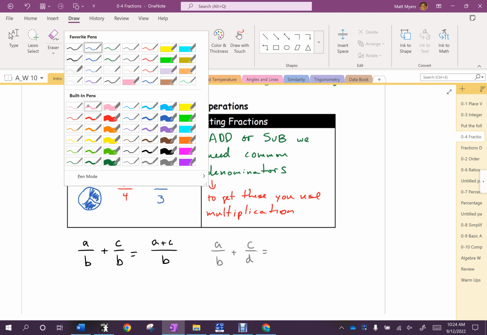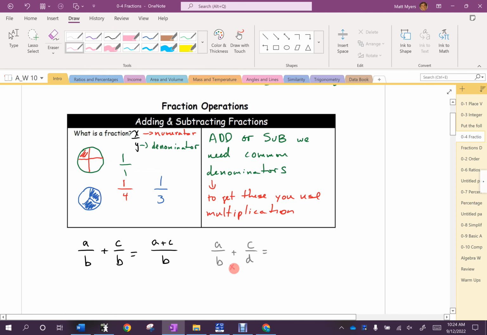I'm going to get some different colors going. You multiply this way, and your new denominator becomes B times D. And then you multiply diagonally. So this becomes A times D plus, then you multiply this way, B times C. And it always works. Everybody cool?